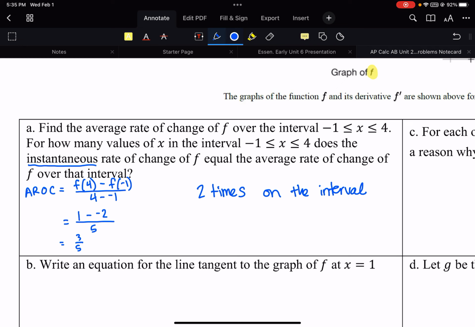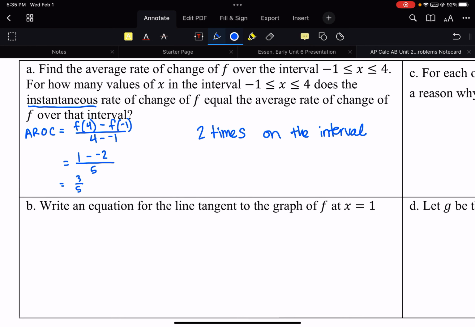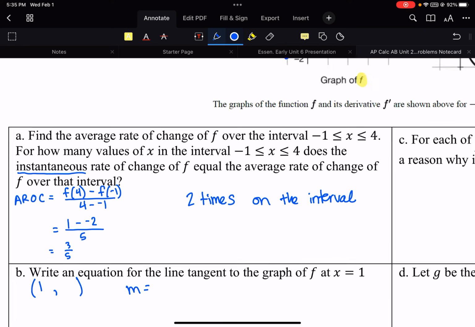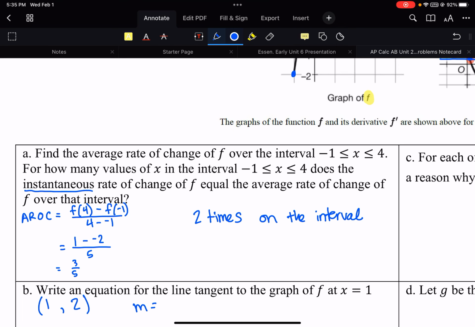Okay. All right, let's go ahead and jump down to B then. Sorry, it's kind of going in a weird order too. Write an equation for the line tangent to the graph of f at x equals 1. So to write an equation of a tangent line, we need both an x and a y, and we need a slope. So the x and the y should be pretty easy to find. We can just look back at our original function. At 1, the point is (1, 2). So that 2 is going to be my y value.